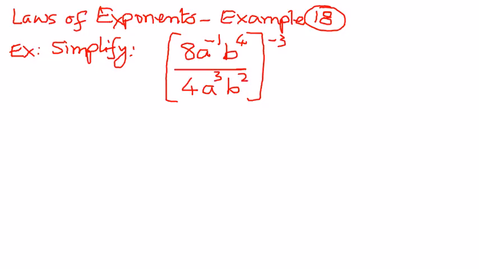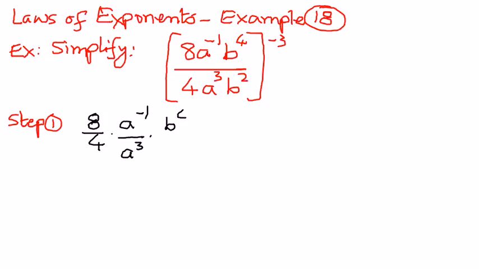So we will use the laws of exponents and then simplify this, and then we will write them out in these simple steps. Step number 1, since we have similar terms inside the brackets, we will write them one below the other as follows. 8 over 4 are similar terms. A to the power of -1 and a to the power of +3 in the denominator, those are similar terms. And then we have b to the power of 4 and b to the power of 2. This whole thing is raised to the power of -3.